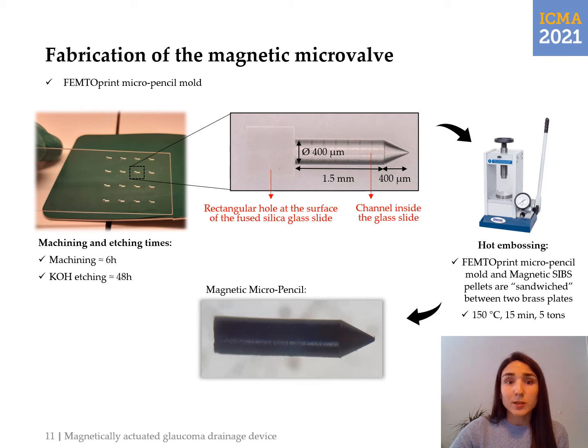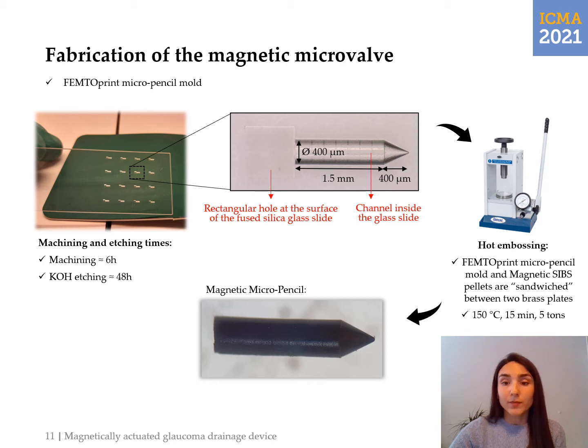The micropencil mold that we got from the femtoprint is shown on the top left figure. Having a closer look at the features on this mold, we can see that a rectangular hole was made at the surface of the fused silica glass slide. This rectangular hole opens to a channel that is fabricated inside the glass slide, and this channel ends up in a conical tip. And this mold was used together with the magnetic sieves pellets in a hot embossing machine.